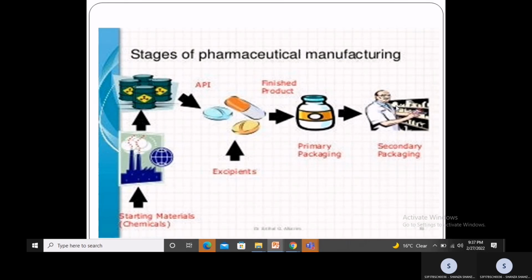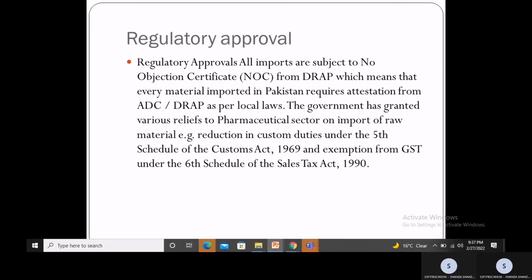In the next slide, regulatory approvals. All imports are subject to a no objection certificate from DRAP. DRAP is the Drug Regulatory Authority of Pakistan, which means that every material imported into Pakistan requires attestation from DRAP as per local law. According to law, materials imported into Pakistan require an attestation passed by DRAP.